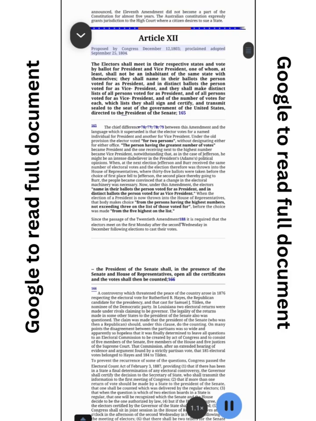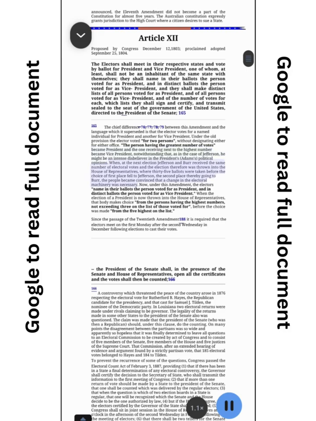Proposed by Congress December 12, 1803, proclaimed adopted September 25, 1804. 165. The chief difference between this amendment and the language which it superseded is that the elector votes for a named individual for president and another for vice president. Under the old provision the elector voted for 2 persons, without designating either for either office. The person having the greatest number of votes became president, and the one receiving next to the highest number became vice president, notwithstanding that, as in the case of Jefferson, he might be an intense disbeliever in President Adams's political opinions.